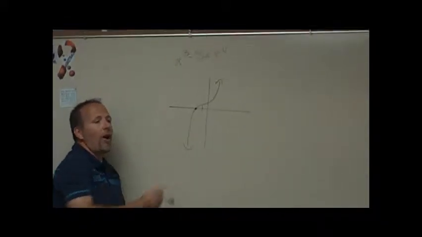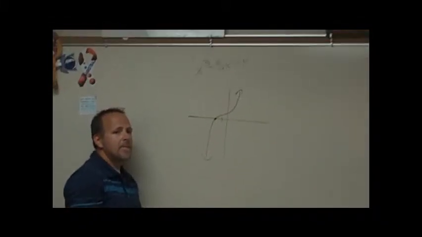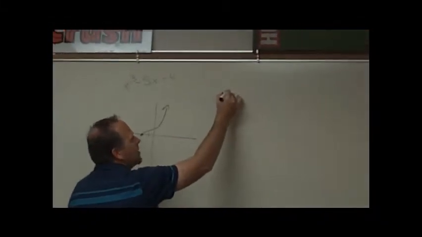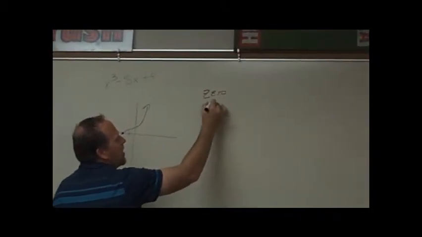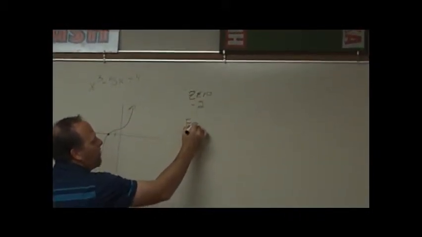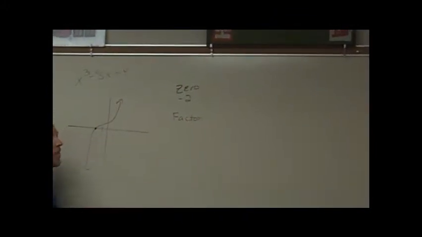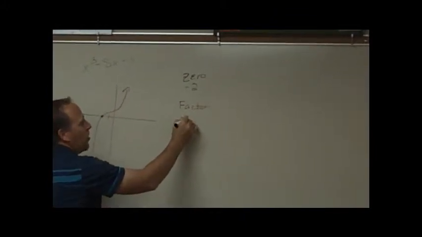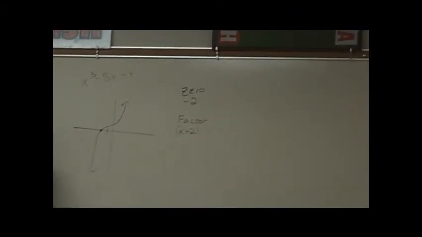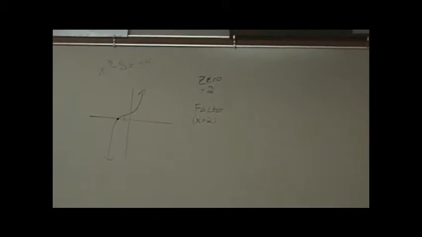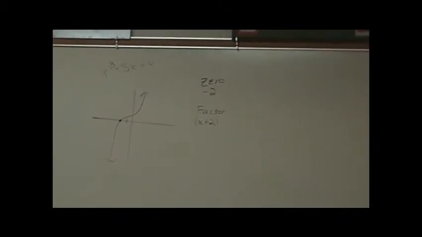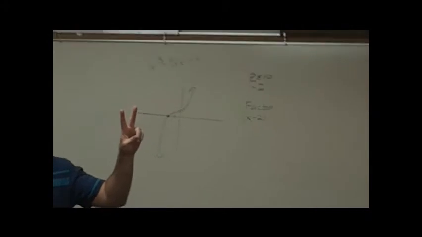What is the 0 in your graph right now? -2. Okay, so I know that my 0 is a -2. What is one factor that I know right away? X plus 2. Okay? I know, though, that I need to find how many more zeros? 2 more. How many more factors will I have?